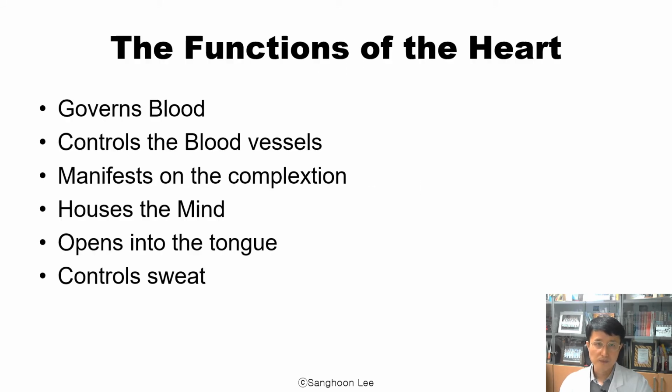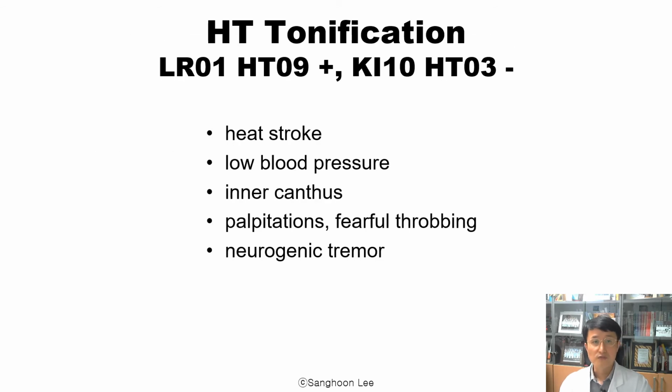Heart meridian. The functions of the heart: it governs blood, controls the blood vessels, manifests in the complexion, houses the mind, opens into the tongue, and it controls sweat. Heart tonification formula is reinforcing liver 1, heart 8, reducing kidney 10, heart 3. It can treat heat stroke, low blood pressure, inner canthus, palpitations, fear of throbbing, neurogenic tremor.